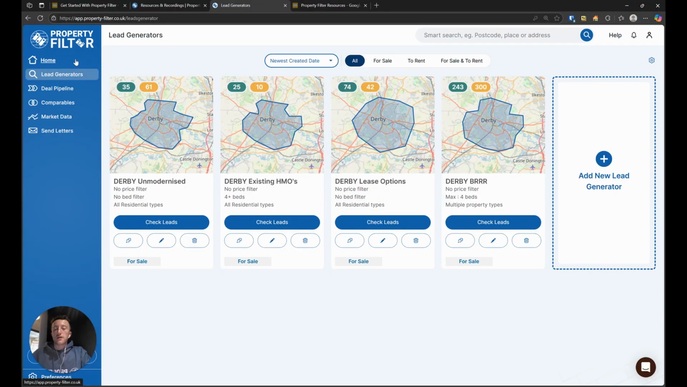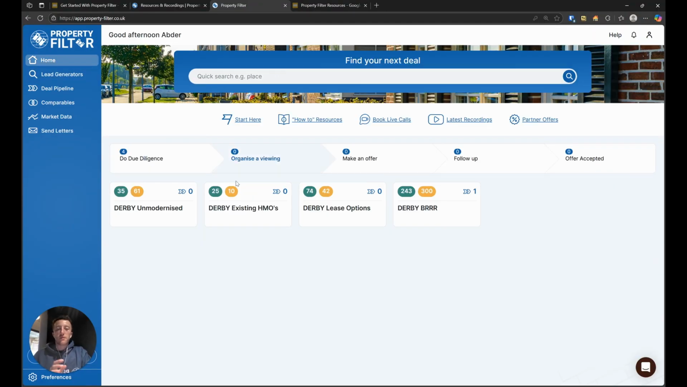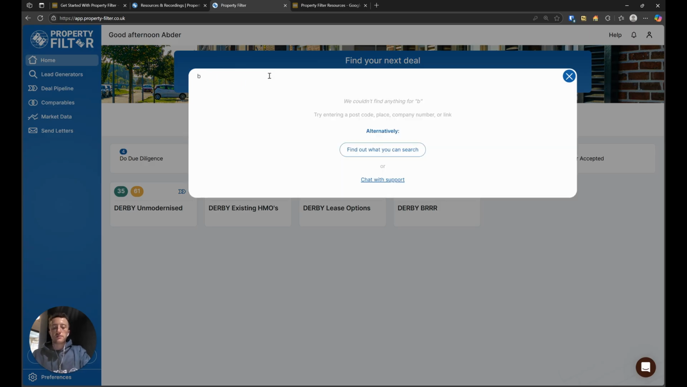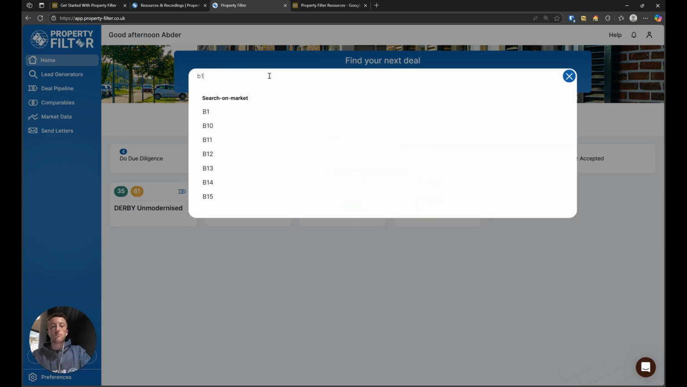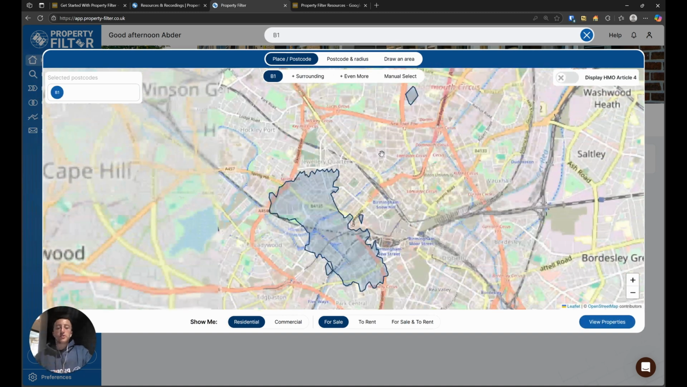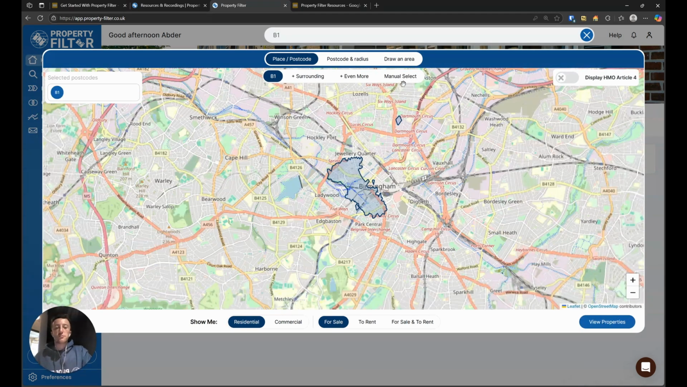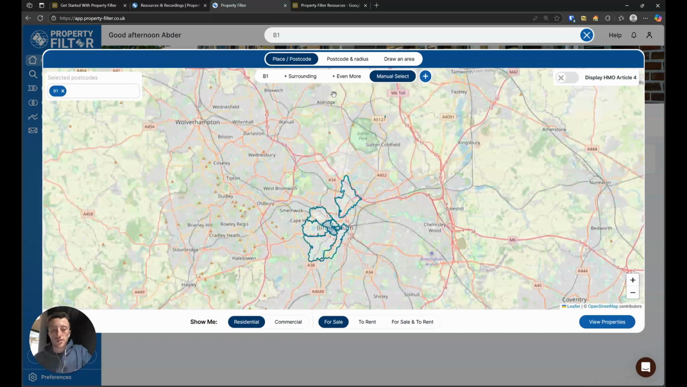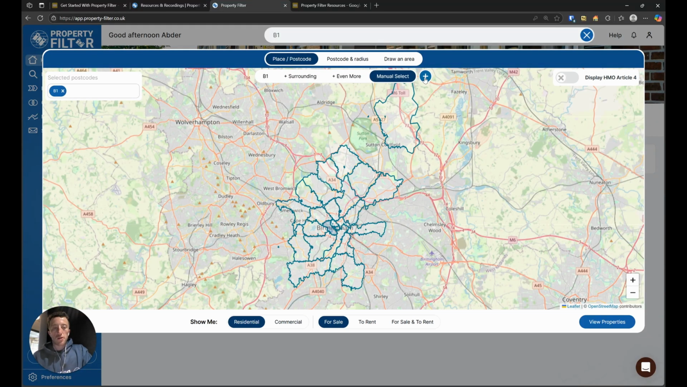So now I'm going to head into the deal finding platform and show you around here. So how to create a search of your own. So I am going to, we'll go B1. And so here you've got a few different options when choosing your area. So the traditional Property Filter method would be to select postcode districts. So you press the plus icon to increase the number of districts available to select. So that is option 1.